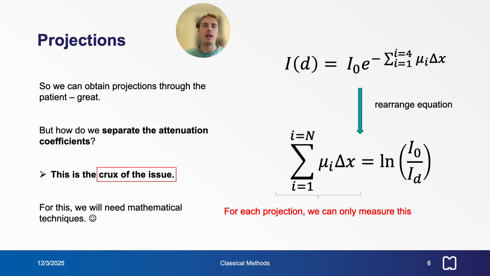However, we know that an image of a patient is just a map of these attenuation coefficients. And we can see from the equation that a projection measures the sum of the product of attenuation coefficients and the size of each pixel. So how do we separate these attenuation coefficients so that we can generate our map? Well, this is the crux of the issue. CT image reconstruction essentially uses mathematical techniques to separate these coefficients.